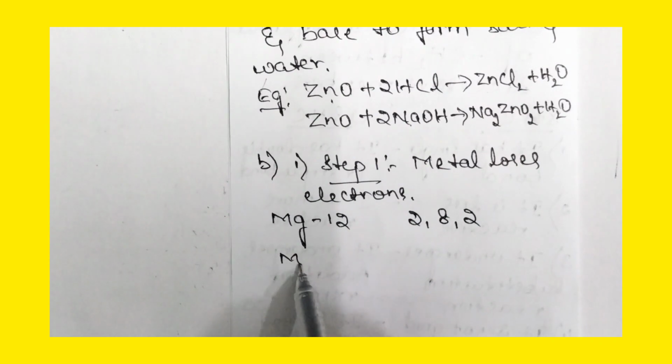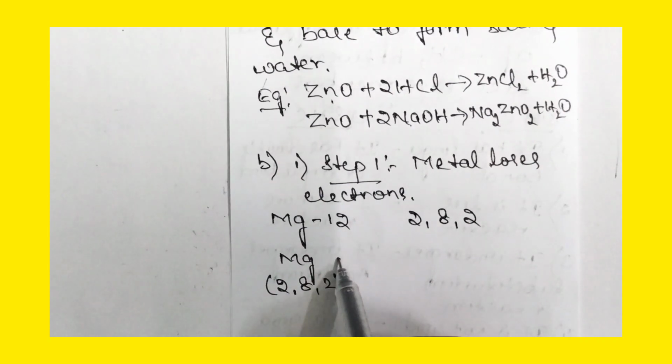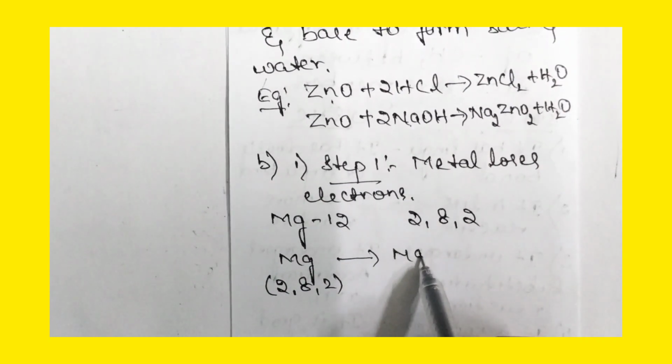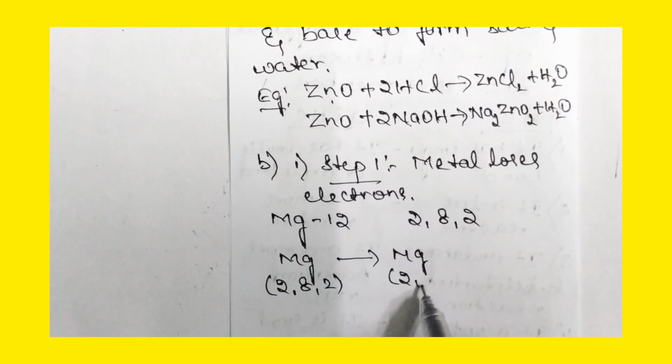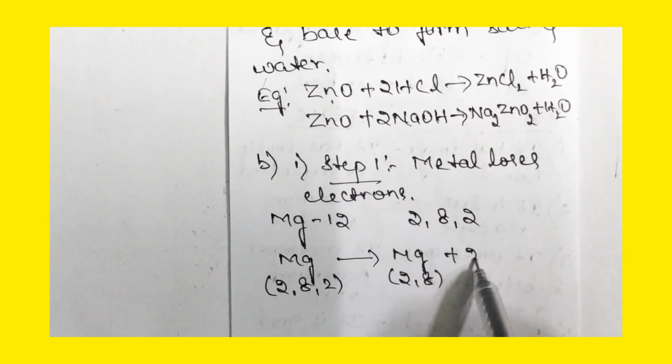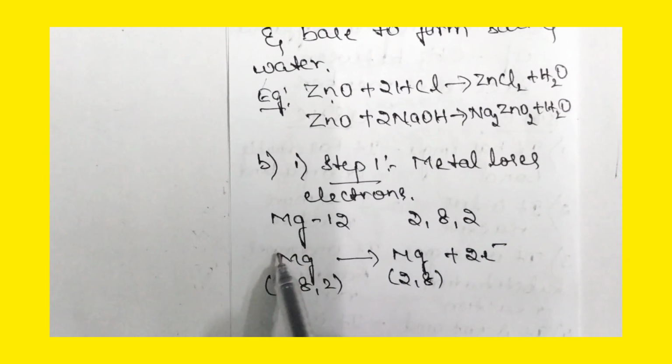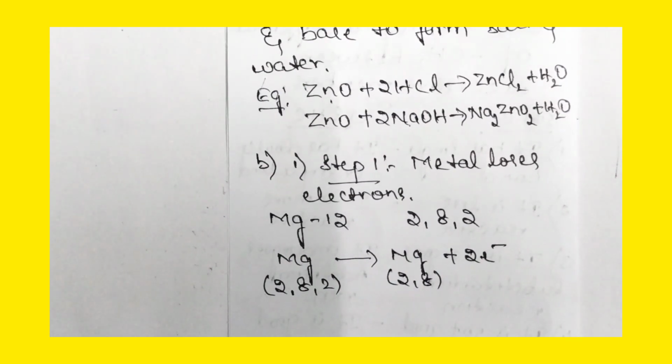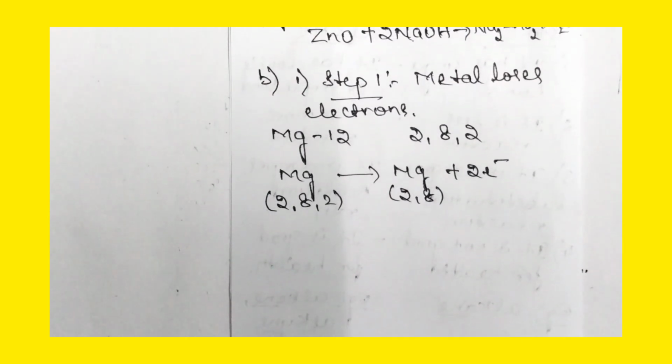So now let us write that one. Magnesium atom, electronic configuration is 2, 8, 2. So it will become magnesium ion 2, 8. That means it loses these 2 electrons. So by losing 2 electrons, magnesium atom will become magnesium ion. So this is the first step we have to follow.